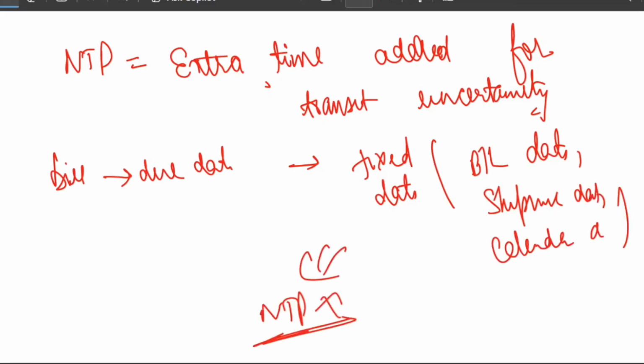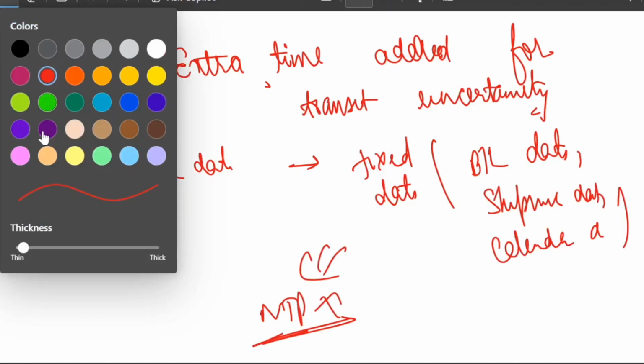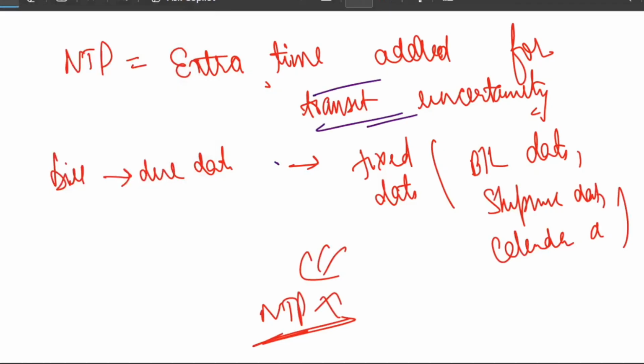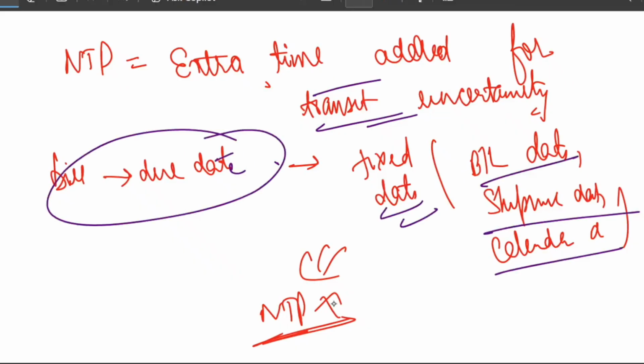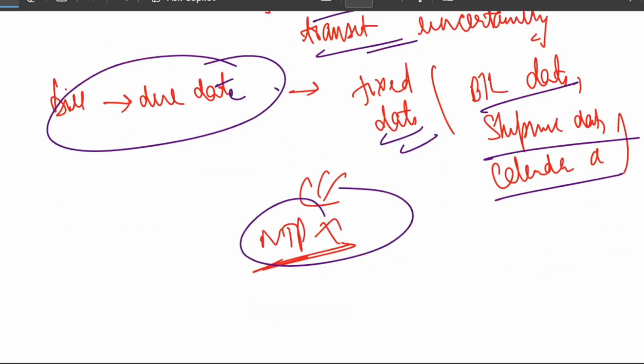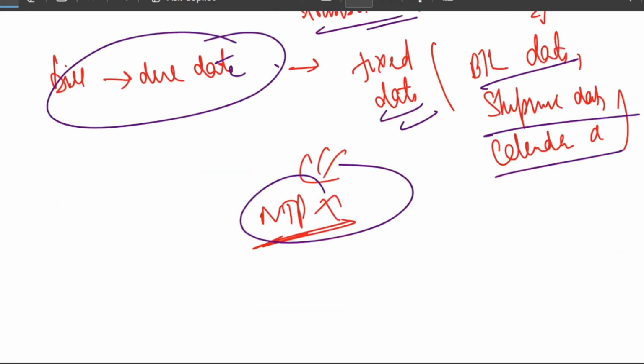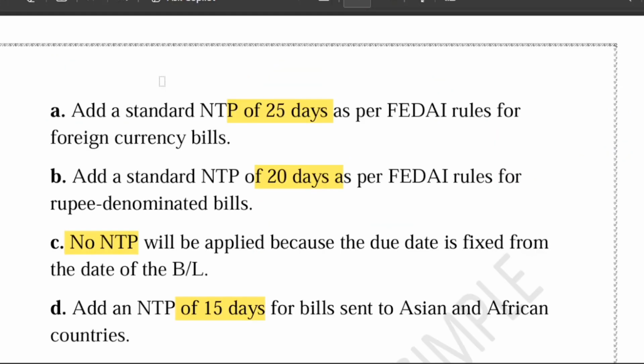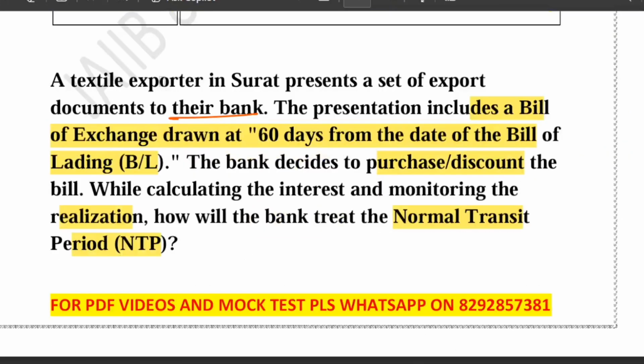Please understand. NTP means the extra time which is added for transit uncertainty. And if the bill is linked to a fixed date, like bill of lading date, shipment date, or calendar date, NTP will not apply there. That's the rule, that's the key point. In this particular case, the bill is drawn at 60 days from the date of the bill of lading. So in this case, no NTP will be there.